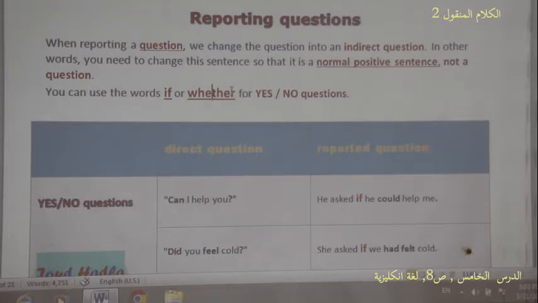First of all, you should remember that if you have a WH word, you use it. You don't use if or whether in this case. But if it is a yes/no question, we don't have a WH word. We use if or whether at the beginning when we report this question. The other rule that I have just told you about is to invert. We don't invert. So we use the subject, then the helping verb after the subject.